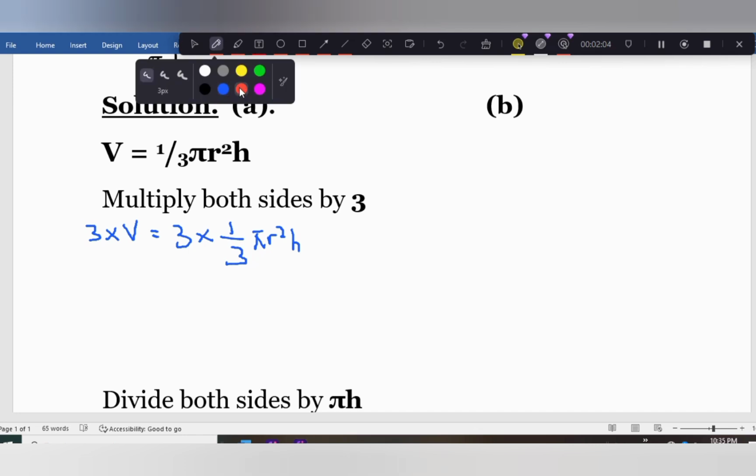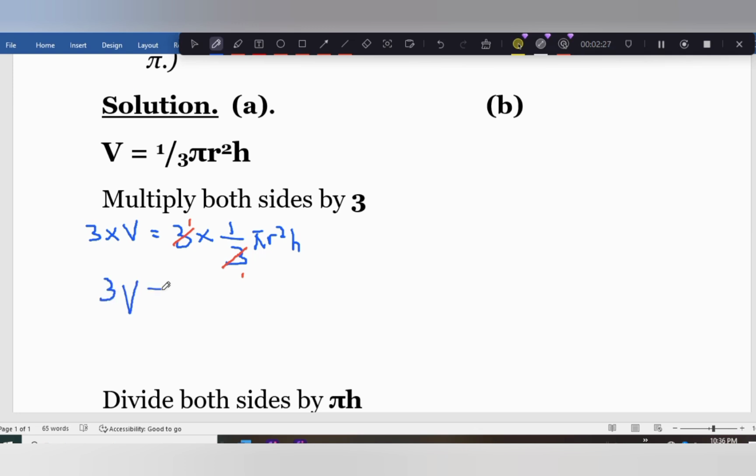With this, the 3 here cancels this 3. 3 divided by 3 is 1, so this is eliminated. So what is left here is 3 times V. At the left hand side we have 3V, equals what is left now, which is pi r squared h.